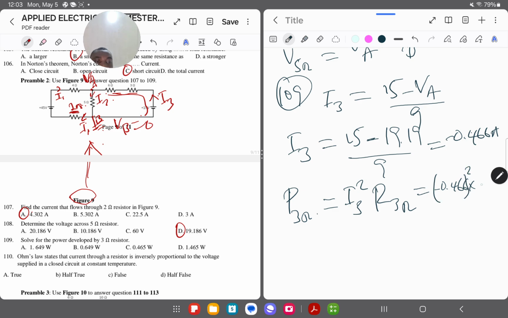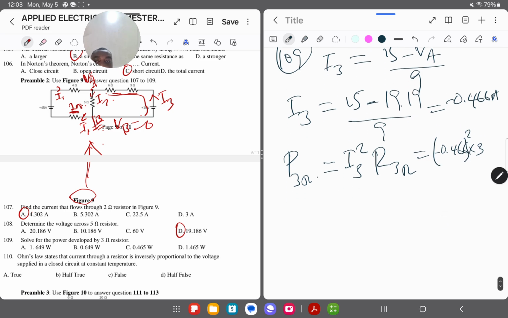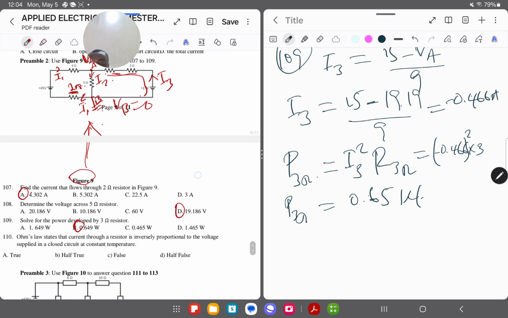Remember, square times what? 3. So power here is going to be square of this times 3. So that becomes 0. We get here to be 0.65 watts. So when you look at the answers here, what is it going to be? The answer here becomes B.